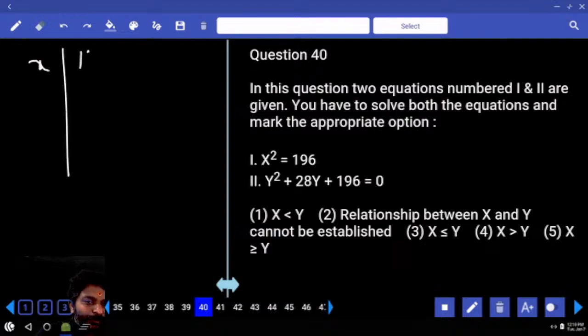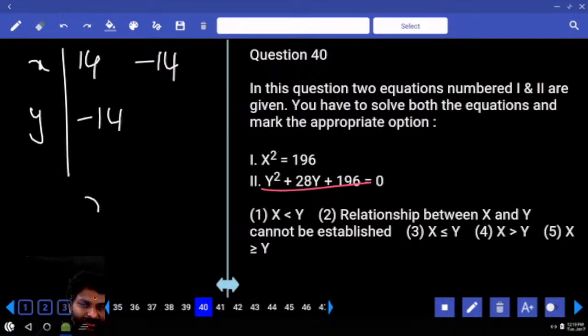X is equal to plus 14. This equation we can write as y plus 14 square is equal to 0. Y is equal to X is greater than or equal to Y.